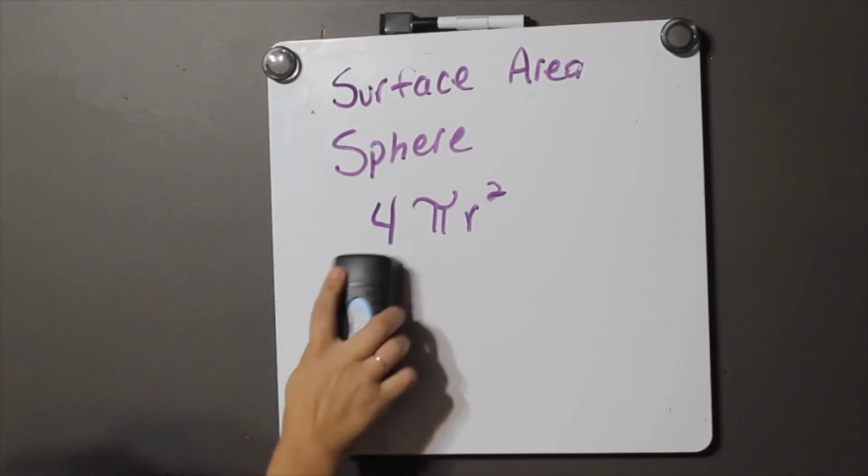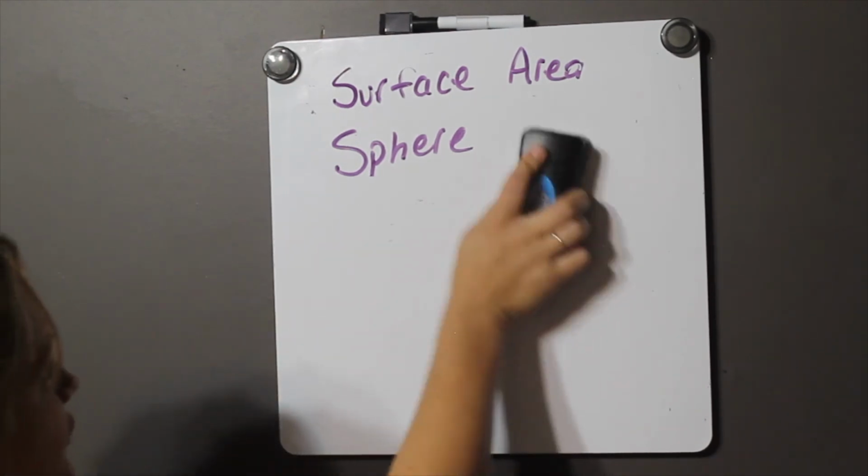So that formula, very important, write it down. It's 4 times pi r squared. So it's for circumferences of a circle.